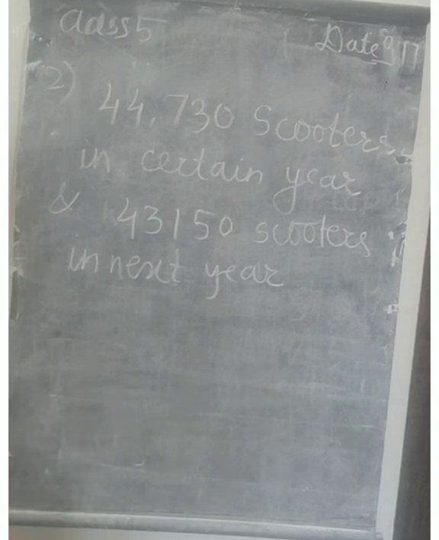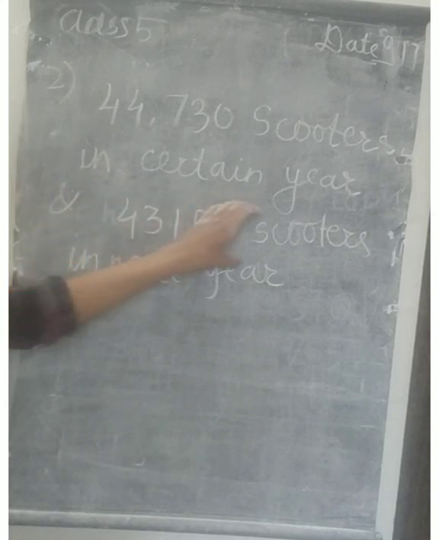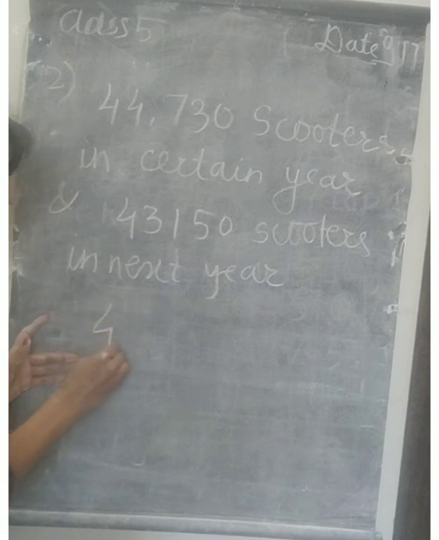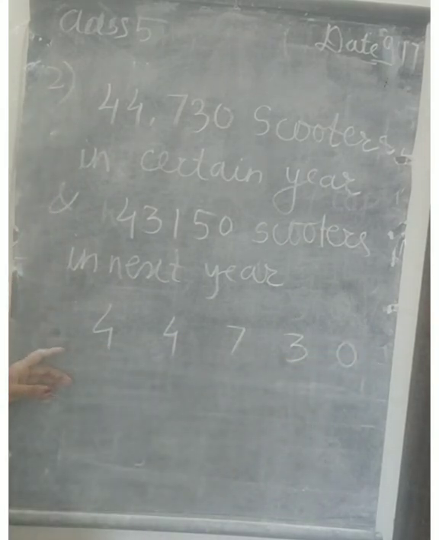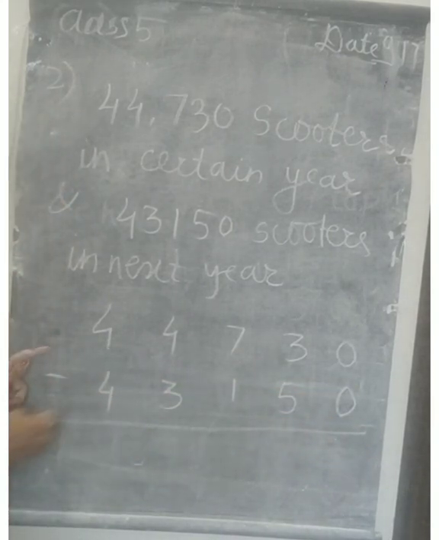Okay, and now they are asking how many more scooters did they produced in the previous year. Okay, did you understand? They are asking about the previous year, that means this year. Okay, how many more scooters than this number did they produced in the last year, previous year. Okay, so what we are going to do, first write this 44,730, then we are going to subtract 43,150 from this number.